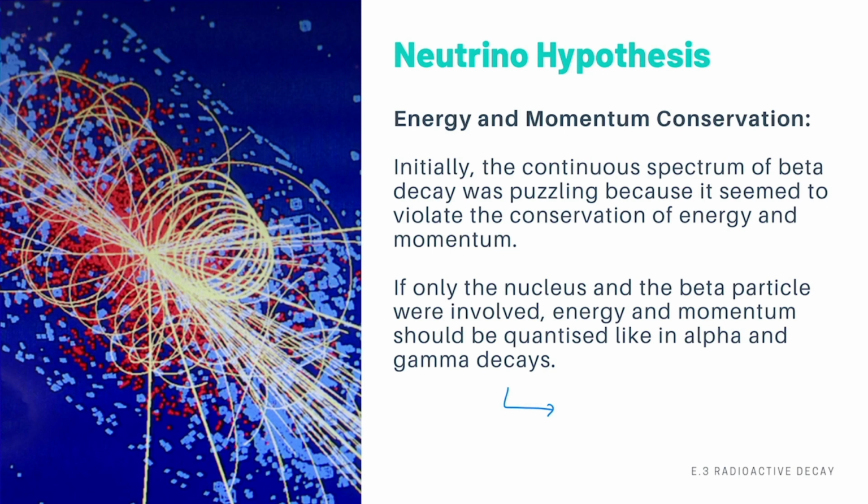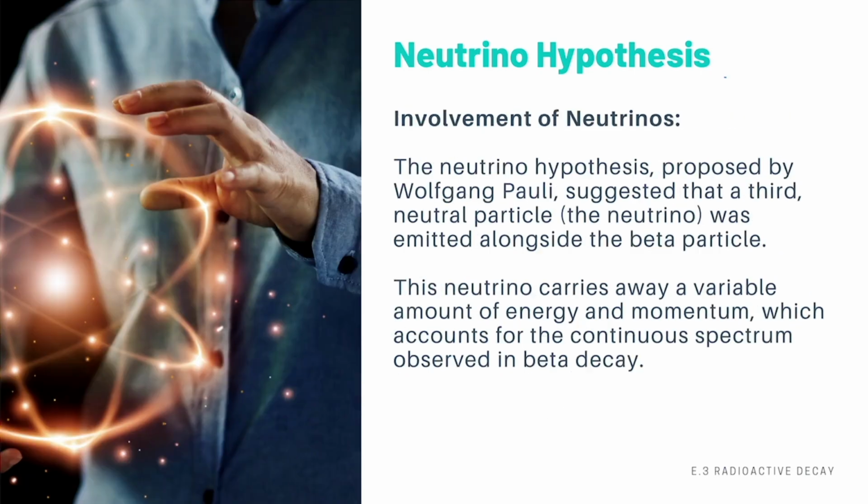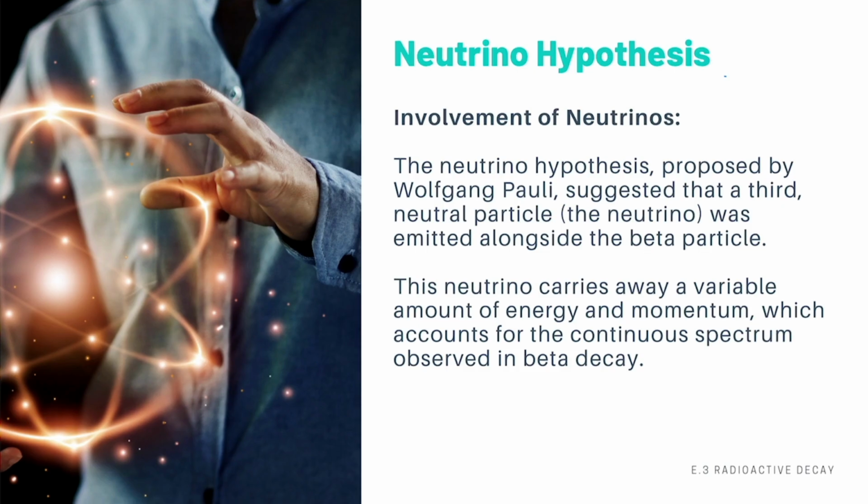And the hypothesis was that there's a new particle called a neutrino. This neutrino was hypothesized by a scientist called Wolfgang Pauli, who you might have heard of from the Pauli exclusion principle. That's a very key aspect of physics. And he suggested that a third neutral particle, the neutrino, was emitted alongside the beta particle. What the neutrino did was it took a variable amount of energy and momentum, which accounts for the continuous spectrum observed in beta decay.